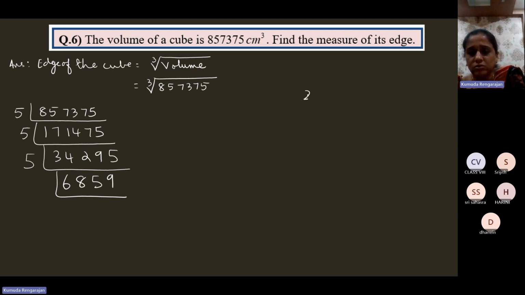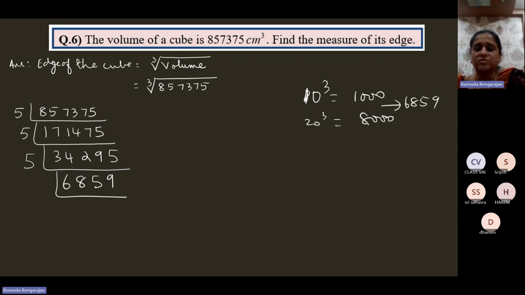Now what is 10 cubed? 1000. And 20 cubed is 8000. 20 into 20 into 20 is 8,000. Now this number 6859 lies between 1,000 and 8,000. So its cube root has to be somewhere between 10 and 20. And it ends with the digit 9. So it has to be only 19.